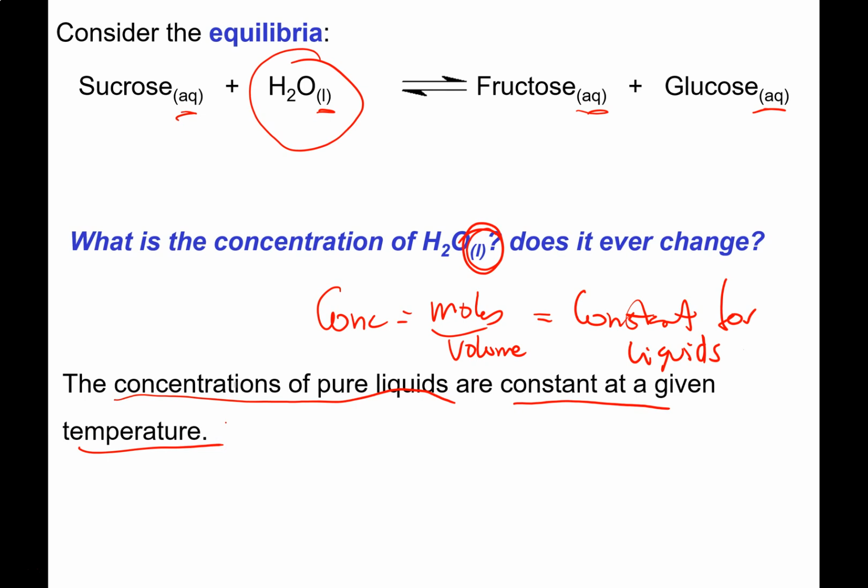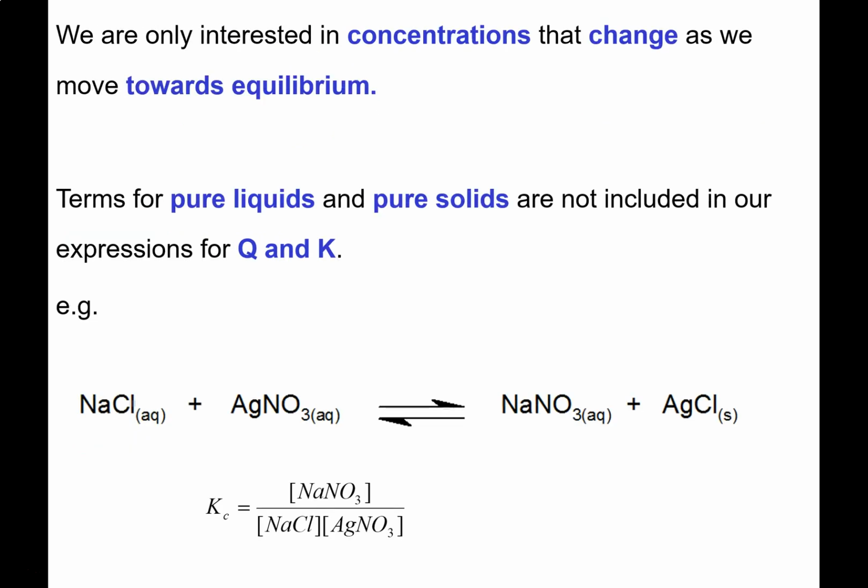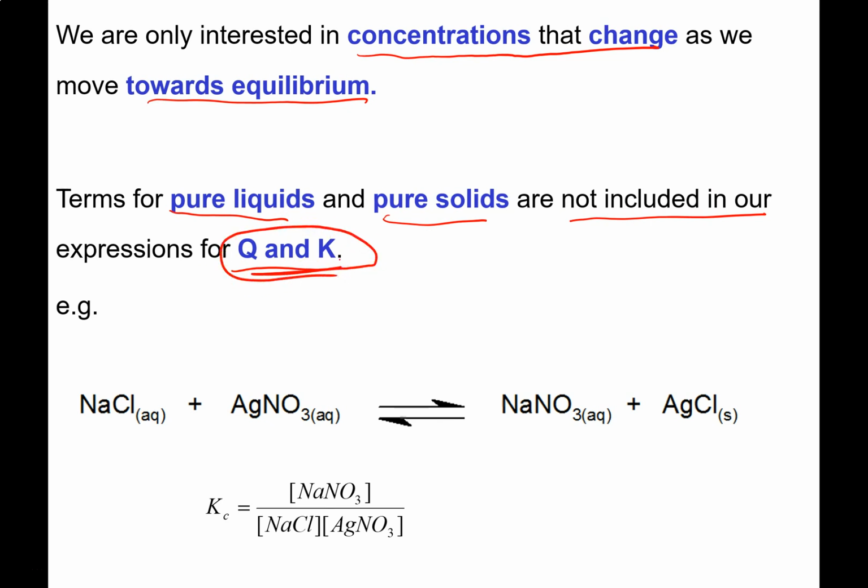So again, what chemists have decided is that they will not include the concentration of pure liquids in expressions for K and Q because they are constants. So we are only interested in concentrations that change as we move towards equilibrium. Terms for pure liquids and pure solids are not included in expressions for Q and K.